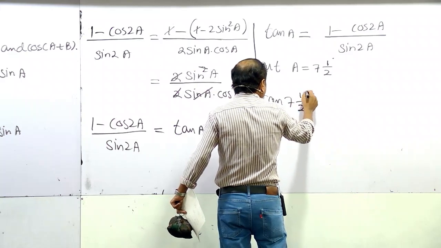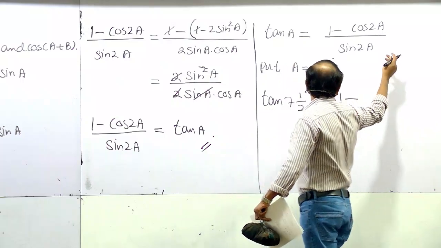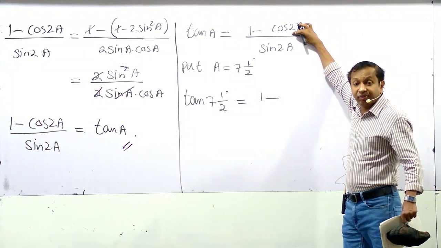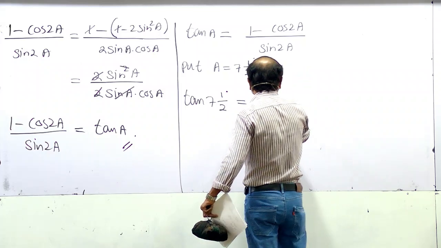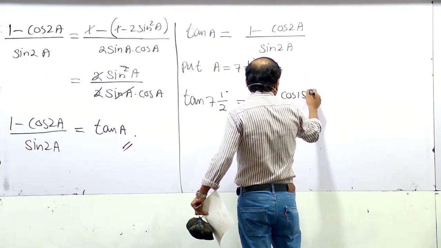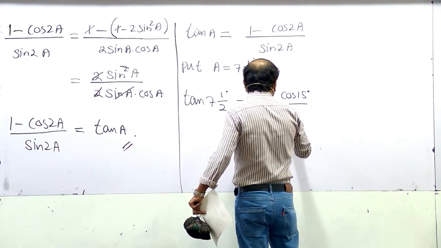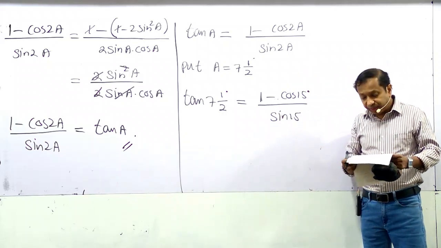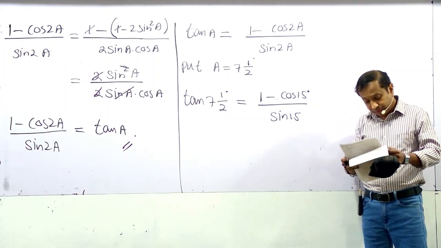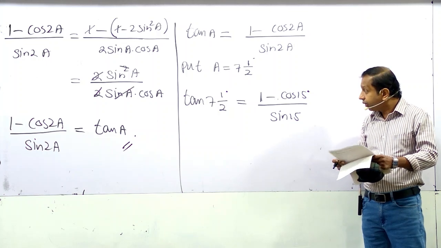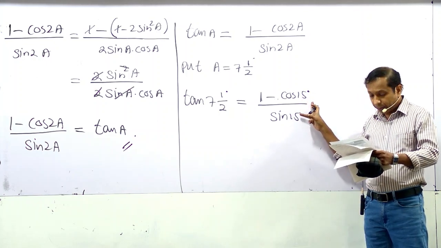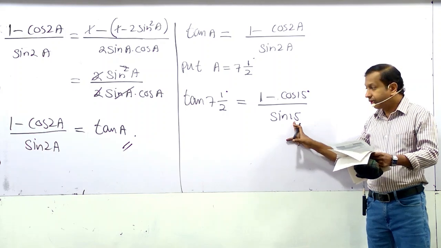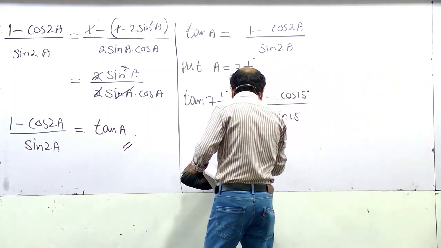Tan 7.5 degrees is equal to 1 minus cos, 7.5 multiplied by 2, what? 15. Here cos 15 divided by sin 15. People, you know the answers for cos 15 and sin 15. Cos 15 is (root 6 plus root 2) divided by 4. Sin 15 is (root 6 minus root 2) divided by 4. We'll substitute that, right?